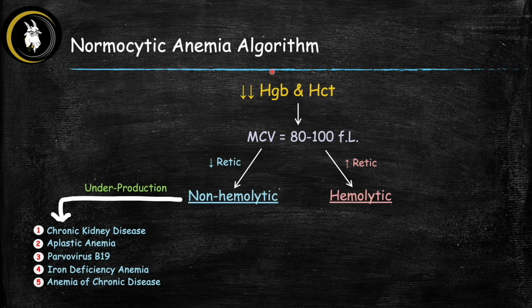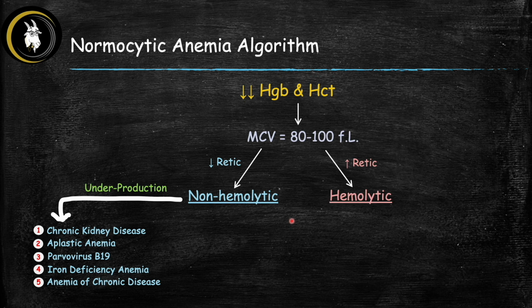Okay, so let's recap our normocytic anemia algorithm so far. We have a low hemoglobin and hematocrit, which is anemia. Next step is MCV, and it's normocytic, so 80 to 100. So next step is check retic levels. In hemolysis, retic levels are high. In non-hemolysis, primarily the issue is going to be underproduction, so retic levels are low, and these are the main causes of underproduction that we're going to go through soon.